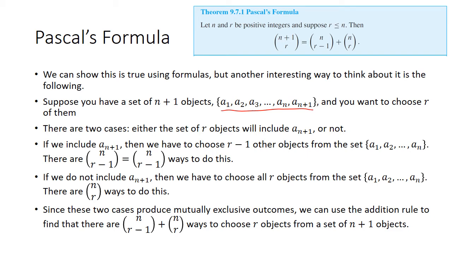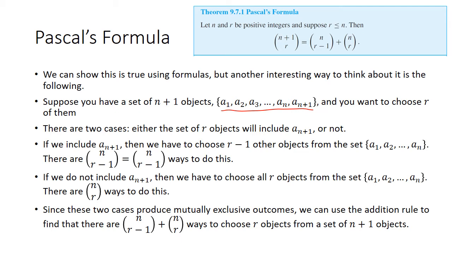So that's exactly what the left-hand side of the formula is calculating. There are two cases for the ways you can choose r objects from this set of n plus 1 objects. Either the set of r objects that you choose will include the last object, a_(n+1), or it will not include that. And those are two mutually exclusive ways of doing this.